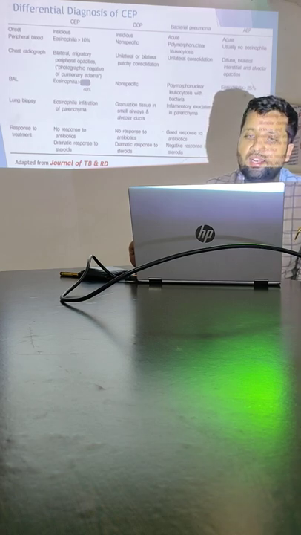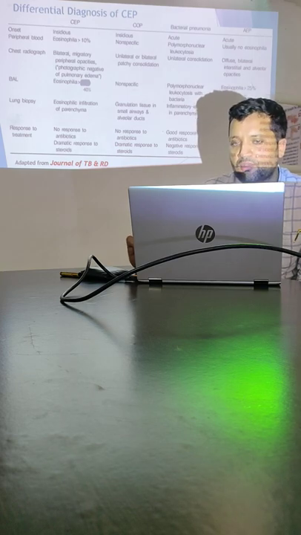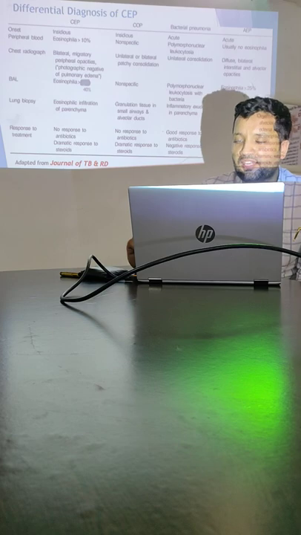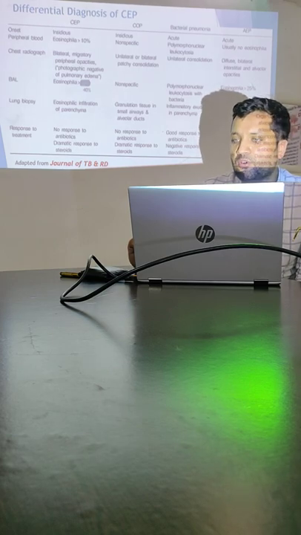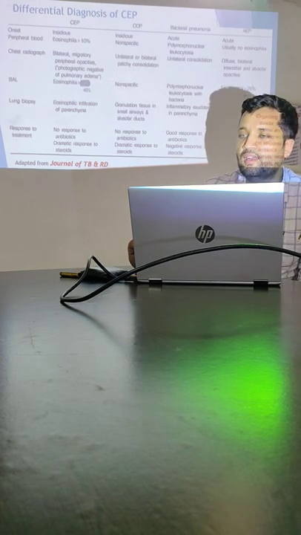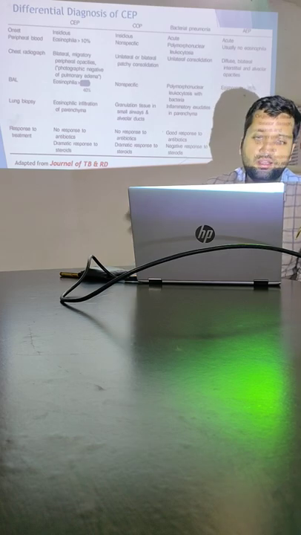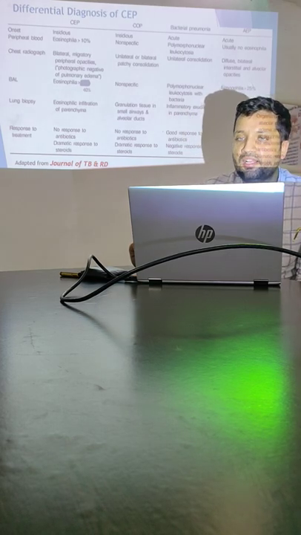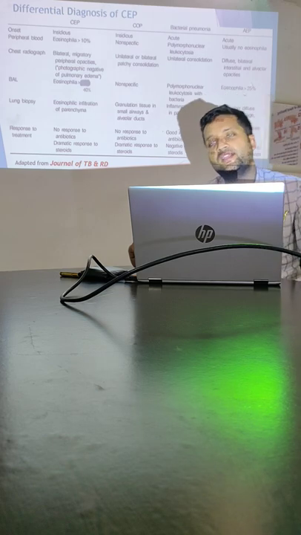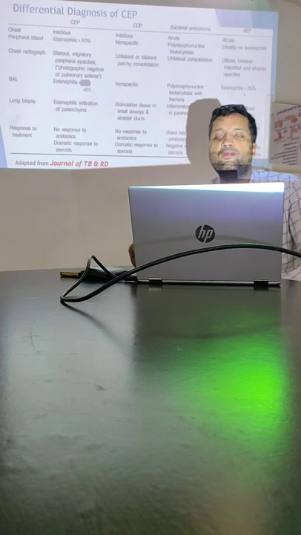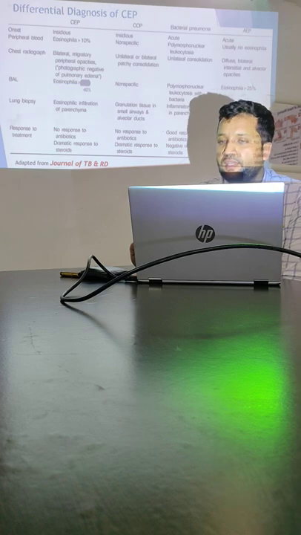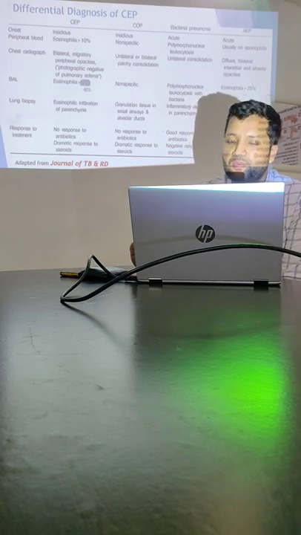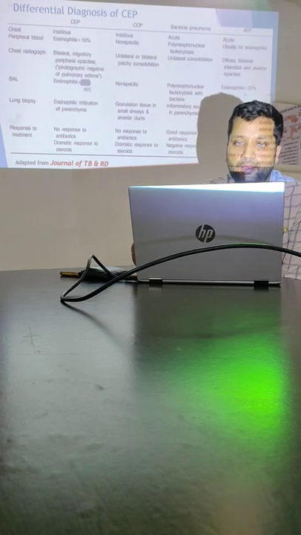Chest X-ray: in CEP, bilateral migratory opacities, photographic negative of pulmonary edema; in COP, unilateral or bilateral patchy consolidation; bacterial pneumonia may be unilateral or bilateral; and in AEP, diffuse bilateral interstitial and alveolar opacities. BAL in CEP shows eosinophils more than 40%, while in COP it is nonspecific, polymorph. In bacterial pneumonia, BAL analysis is polymorph, leukocytosis, with bacteria. And in AEP, eosinophil count is more than 25%.